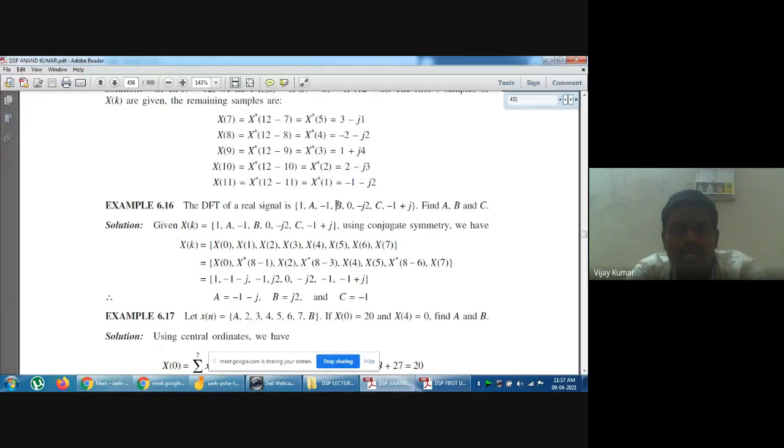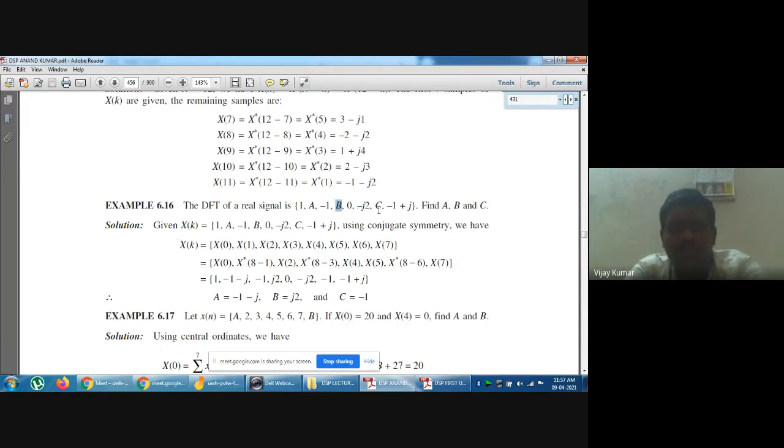Similarly, we need to compute the b value. b value means x of k equal to 3. x of k equal to 5 is x star of 3. So x star of 3 is minus 2j, which means x of 3 is plus 2j. So b will be plus 2j.